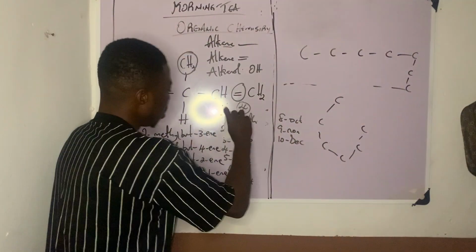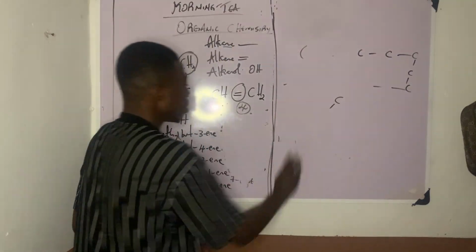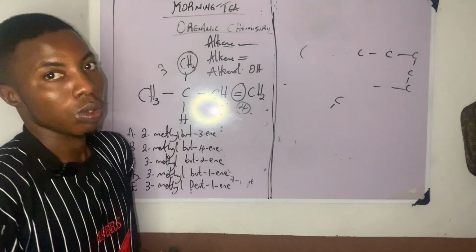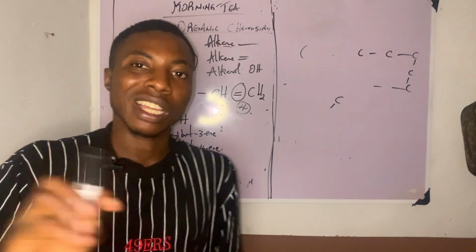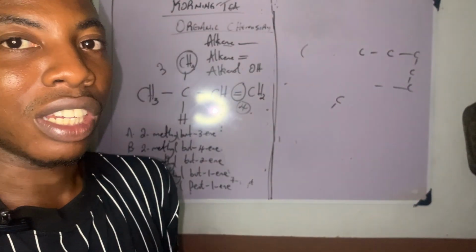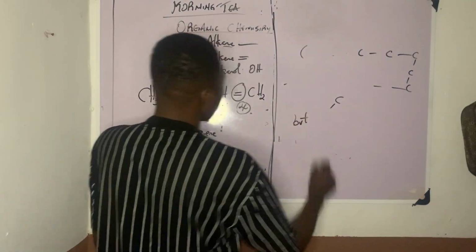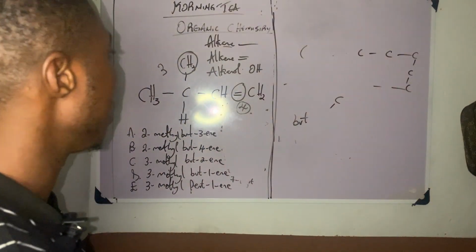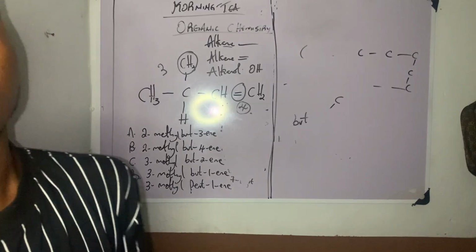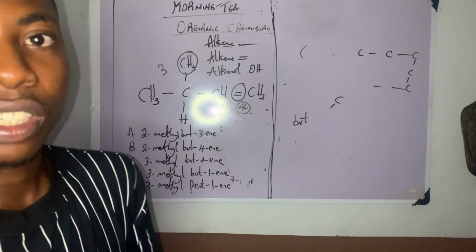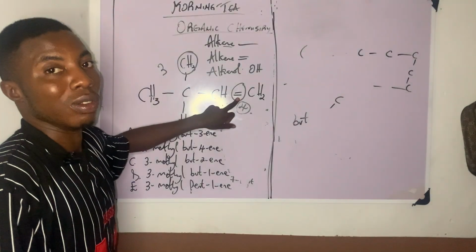Let's look at what we have here. So remember what I said, that the first thing to do is to know the longest continuous chain. Count and get the longest continuous chain. And the longest continuous chain here is 4. And what do we call it? 4. Now, the next thing you have to do is check the functional group in which this thing is. The functional group. I told you the first time, this is the functional group here.